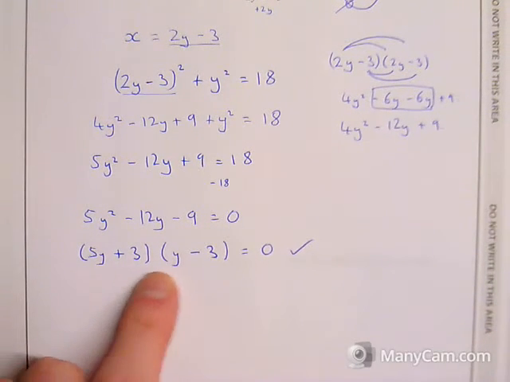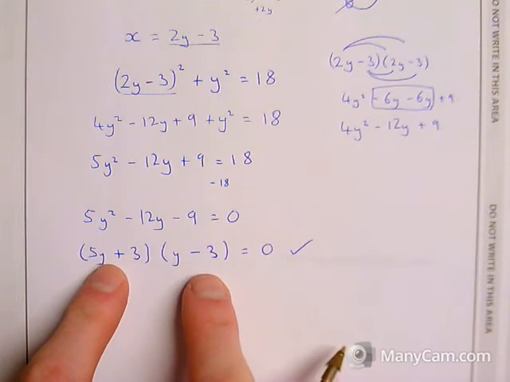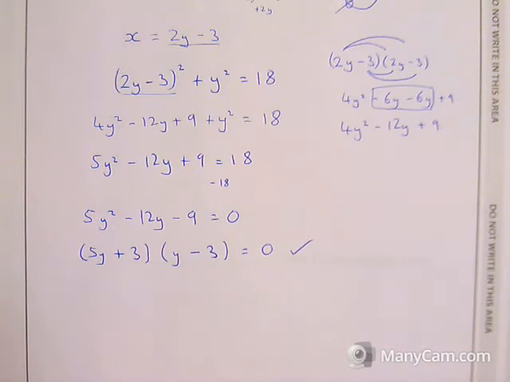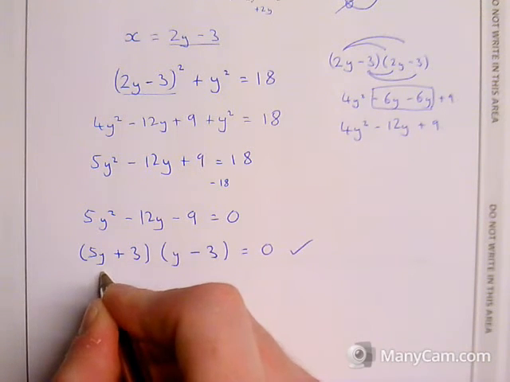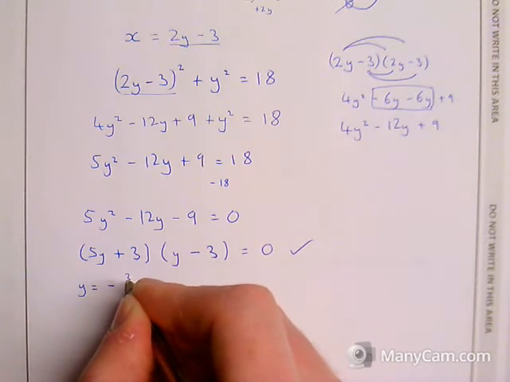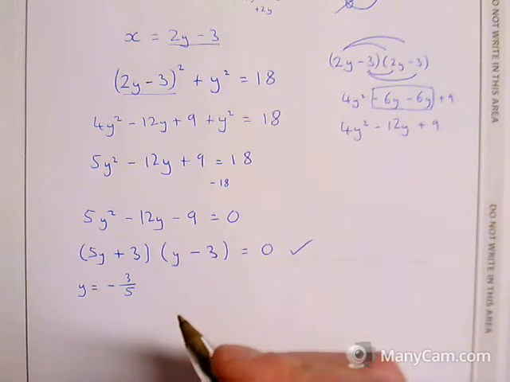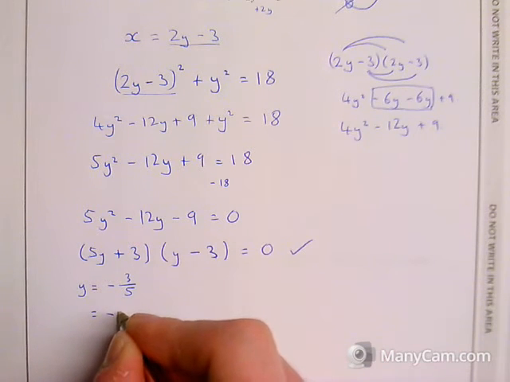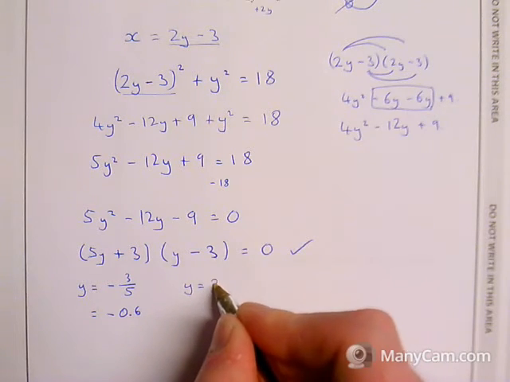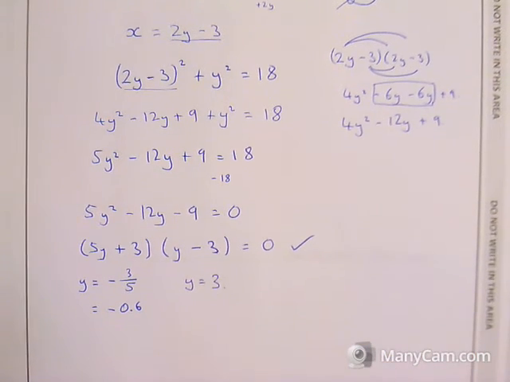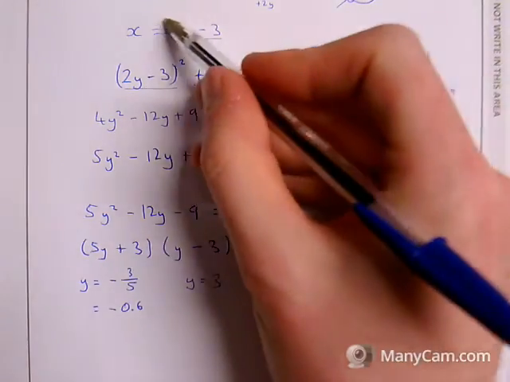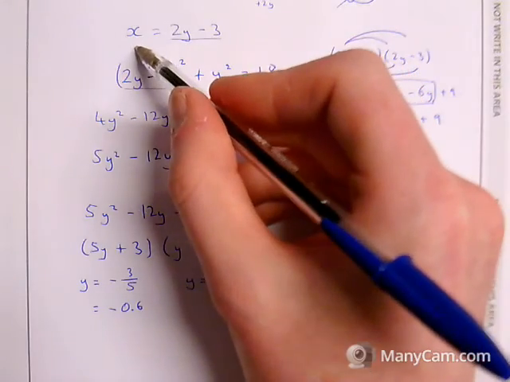Now I know that this is equal to 0. Any two numbers that are multiplied together to equal 0, one of them has to be equal to 0. So if 5y plus 3 equals 0, then y would be minus 3 fifths, or you could write that as minus 0.6. The other side, if that was equal to 0, you have y equals 3. And now I've found my y coordinates, I need to substitute them back into this equation up here to find out what my x coordinate is.